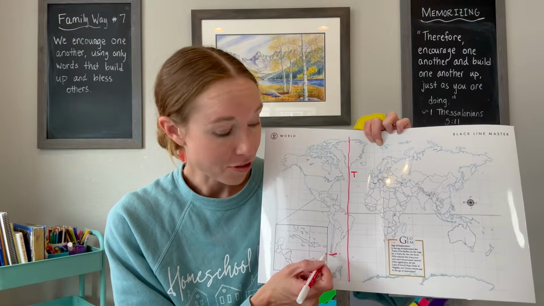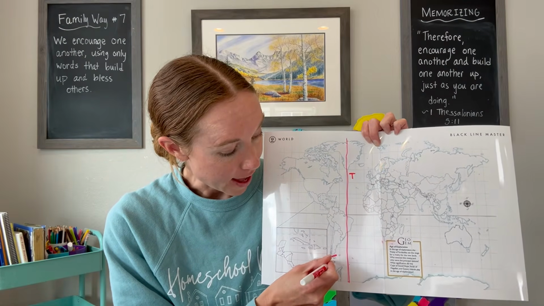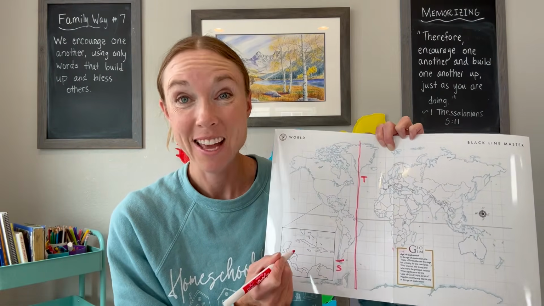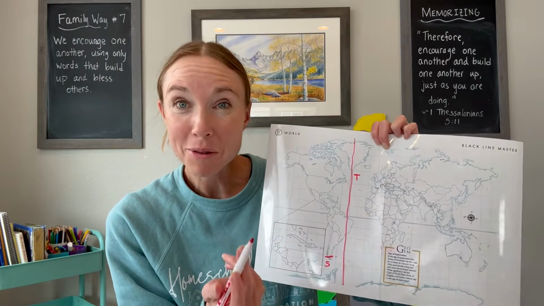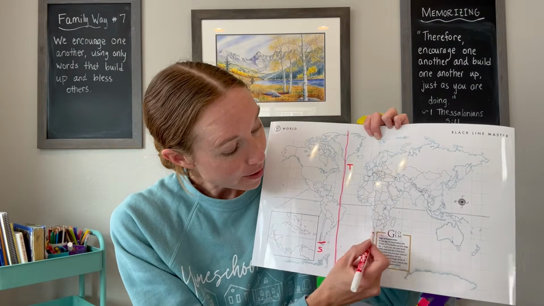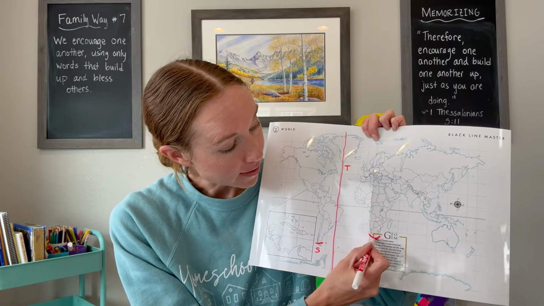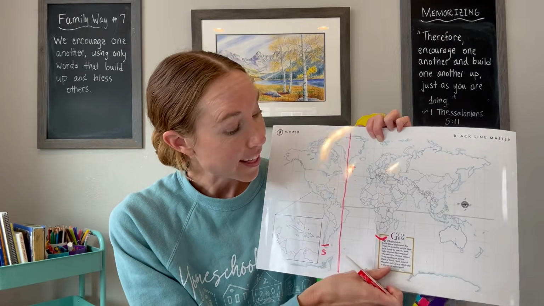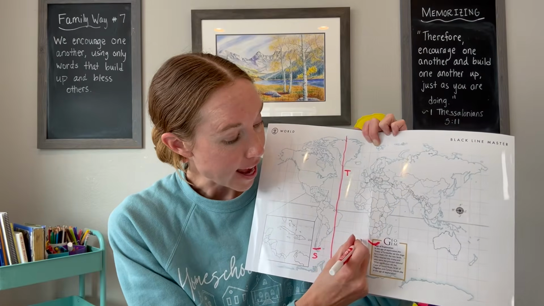Since this is called the Strait of Magellan, we are going to write in S here for Strait of Magellan. Then we are going to go over to the continent Africa. Who remembers where Africa is? Yay, we're going to draw another curved line along the bottom of Africa. This is called the Cape of Good Hope. So since it's Cape of Good Hope, we're actually going to write an H there.